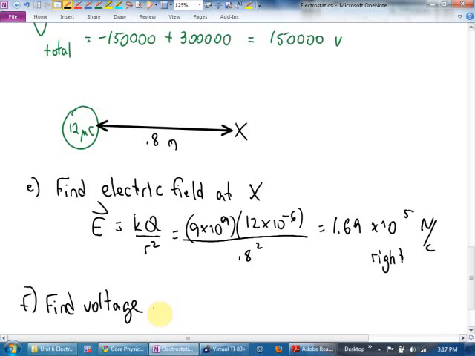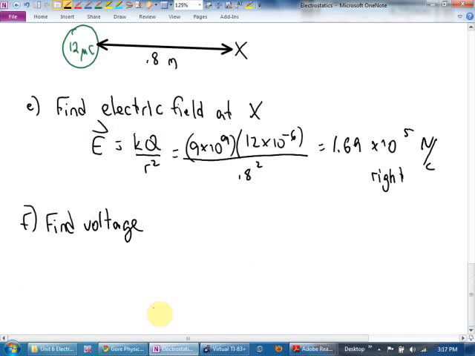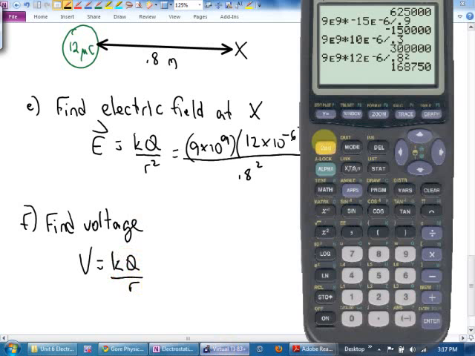Find the voltage. Ah, very clever shortcut. Yeah, because it turns out the equation is KQ over R. So Ian just said, if I multiply by R, that would cancel one. I would even go shorter than that. I would go second function, enter, and just delete the squared, because it's going to be the same equation.